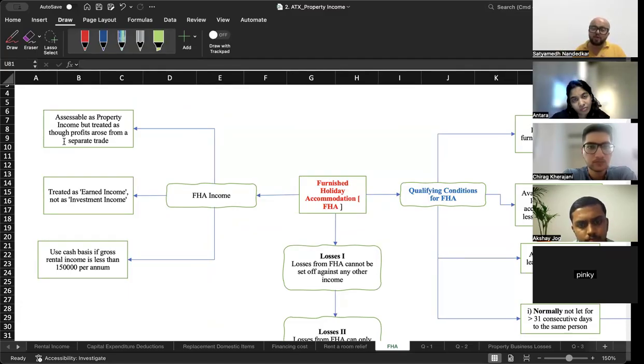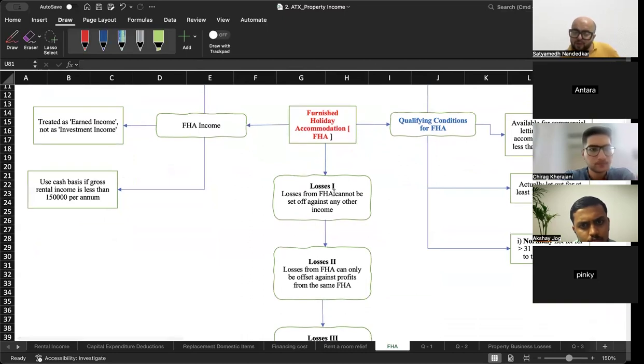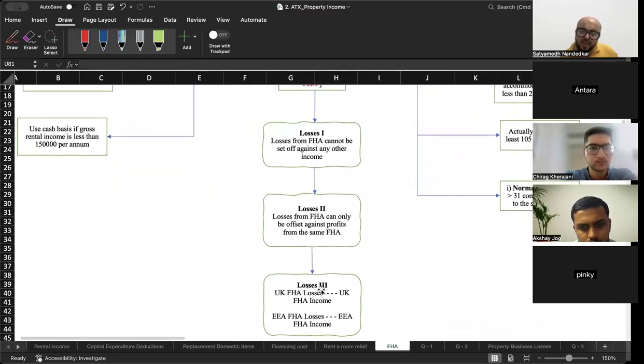But you should know what a furnished holiday accommodation is and use cash basis if gross rental income is less than 1,50,000 per annum. Losses from FHA cannot be set off against any other income. Losses from FHA can only be offset against profits from the same FHA.